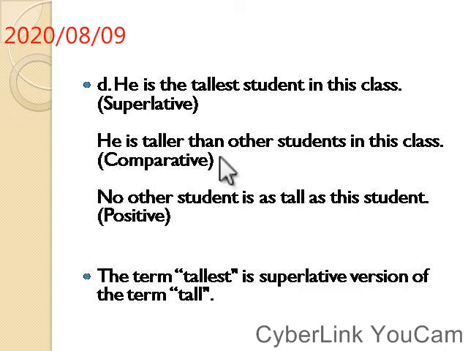He is taller than any other student in the class, comparatively. He is the tallest student in the class. No other student is as tall as this student, positive. He is taller than any other student in the class. He is the tallest student in the class. Okay.